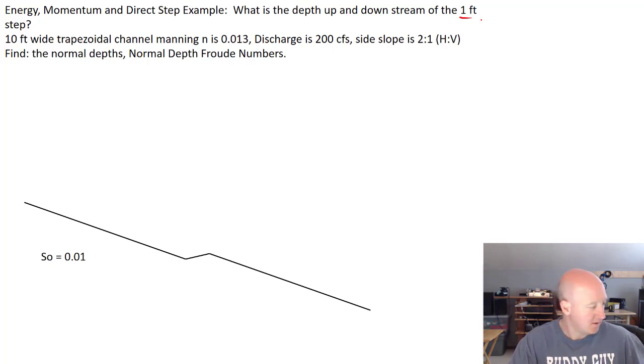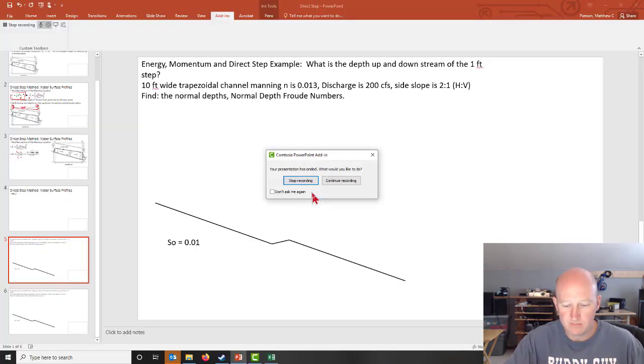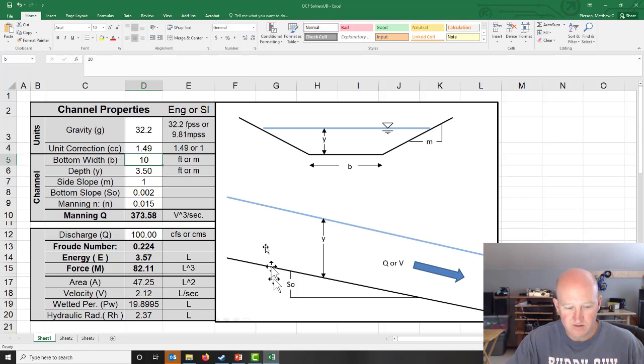So step 1 is to get everything set up in the spreadsheet. Because we're going to do this in English units, we're going to use the gravity in feet per second squared. And there's a unit correction because the Manning's n value that we're using is unitless, but it turns out it does have units, and so this is a correction to fix that.